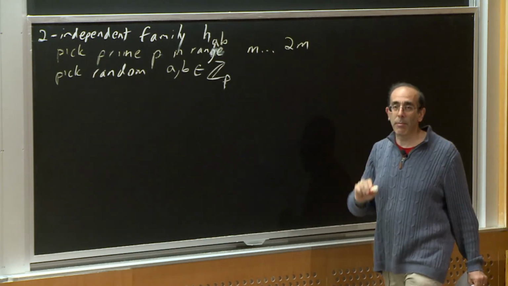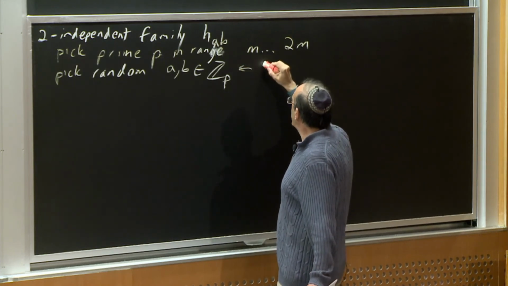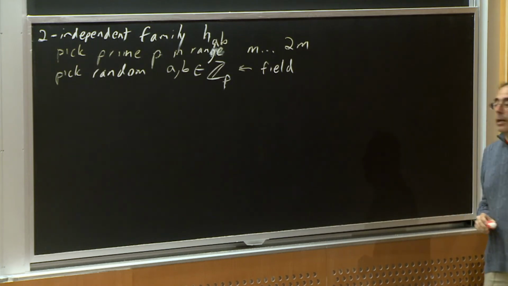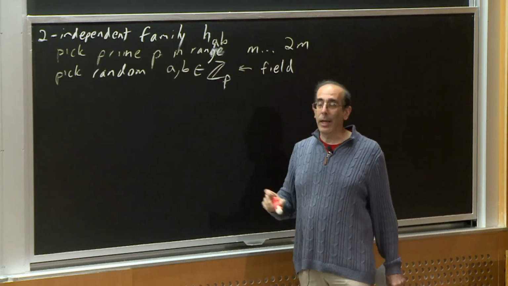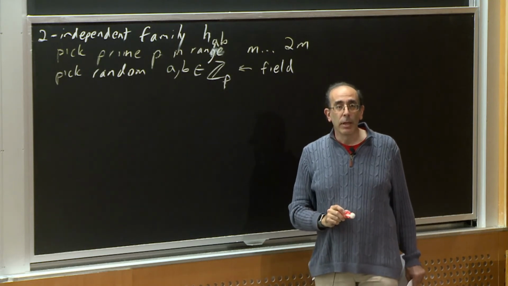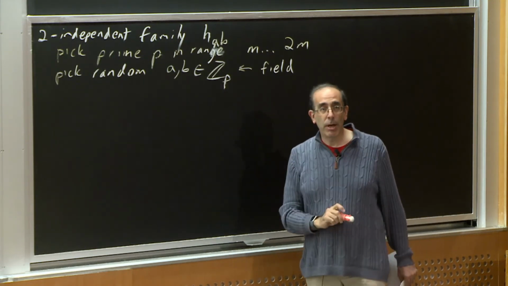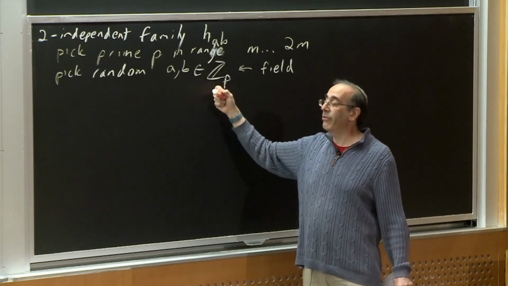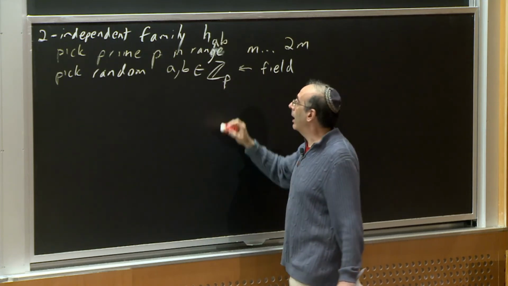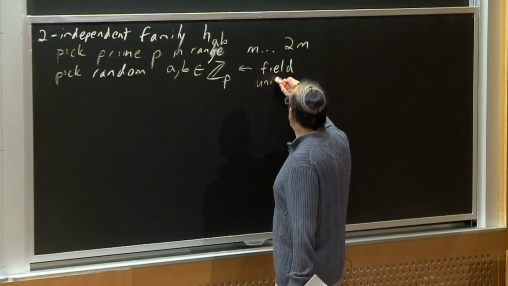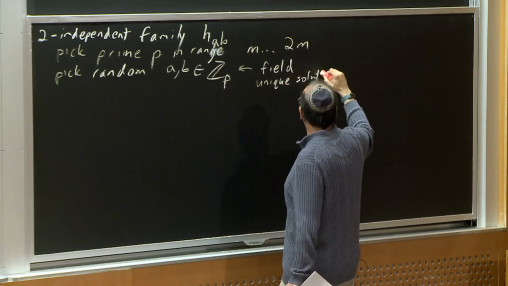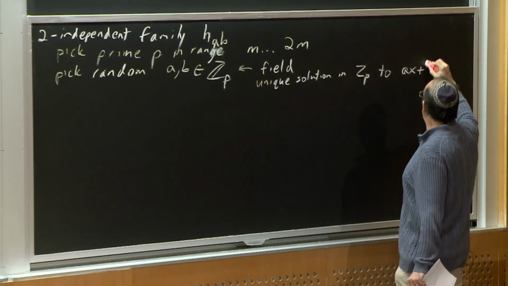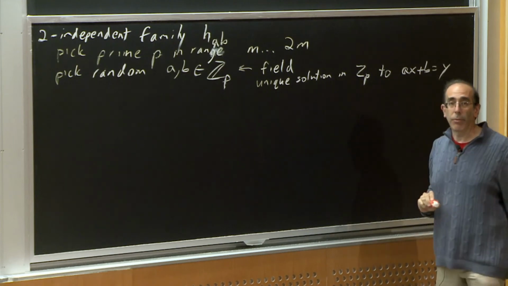Okay. Now, what's nice about the numbers mod p? Why are we working with the numbers mod p? The numbers mod p are a field. Okay? That is, if you think about the numbers mod p, we all know how to add and multiply mod p. And we also know how to subtract mod p. But it turns out that if you work modulo a prime, you can also divide mod p. Okay? There is a unique solution, mod p, to any formula of the form ax plus b equals y.